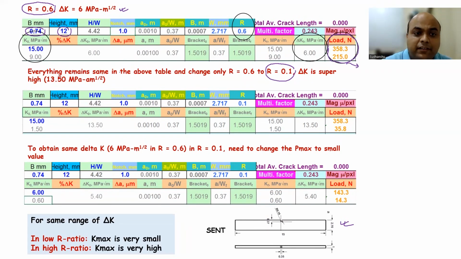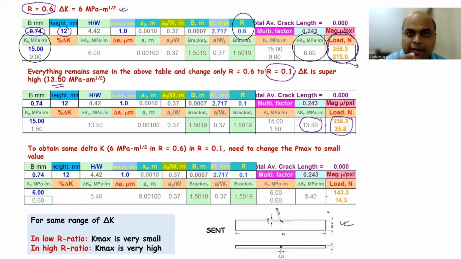Okay, now if I keep every value same in the above table and just change the value from R equal to 0.6 to R equal to 0.1, delta K is going to be very high. It is going to be in the range of 13.50 MPa root meter. Okay. See, load is same, 358.3 and 35. And then because R ratio is 0.1, obviously the minimum load is going to be different, but maximum load remains same. Right? So delta K is going to be high, 13.50.